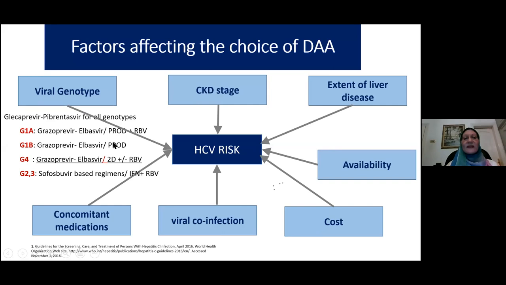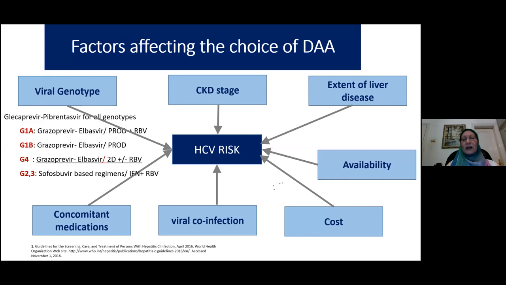For genotype 1A, you have to give the 3D with ribavirin, or of course elbasvir. If it's genotype 2 and 3, you use a sofosbuvir-based regimen, or otherwise you can use interferon and ribavirin. So viral genotype is very important for us to choose. We also have the extent of liver disease, which is very important, like we have seen. And we have the availability, we have the cost, and we have the concomitant medications you have to consider. And we have the presence or absence of viral co-infection.